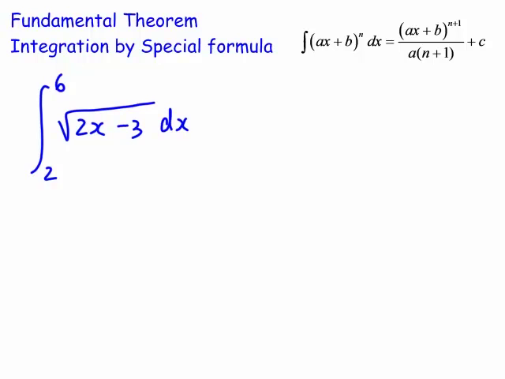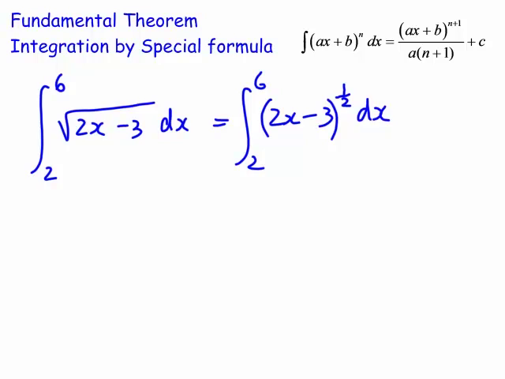Now the first thing we'd do is rewrite that in index form. So we go from 2 to 6, and we write 2x minus 3 to the index a half. Hopefully everyone knows that the square root is an index of a half. Then we apply this formula, so we increase the power. You can see I've got to add 1 to the power following that little formula.